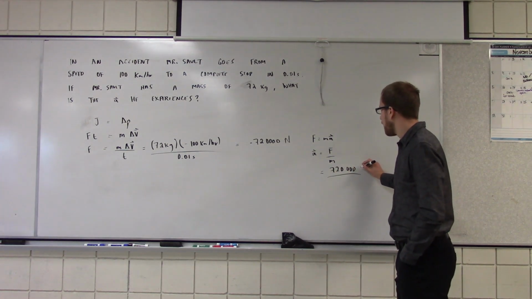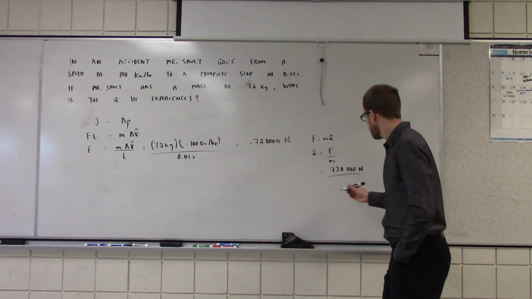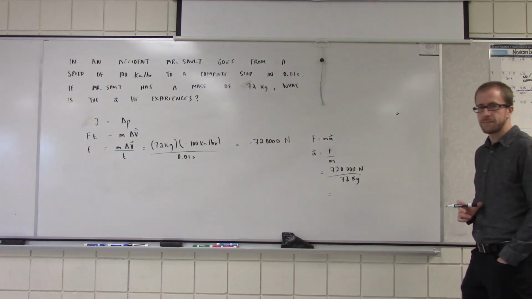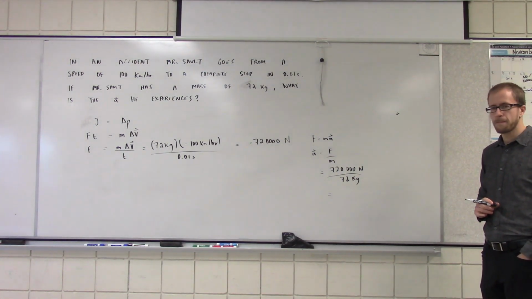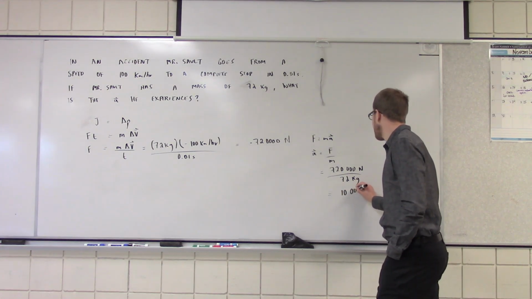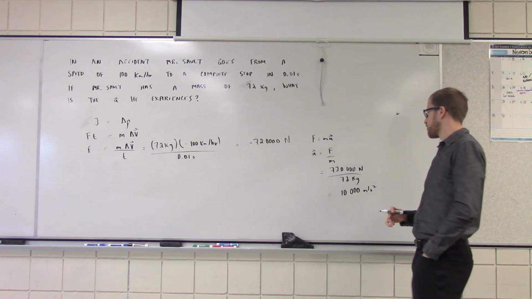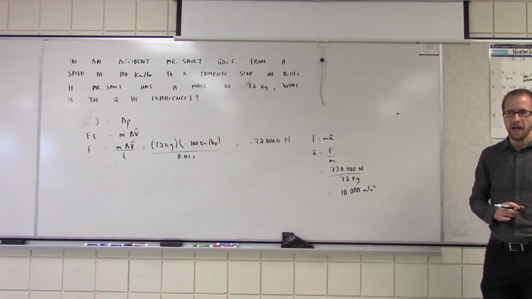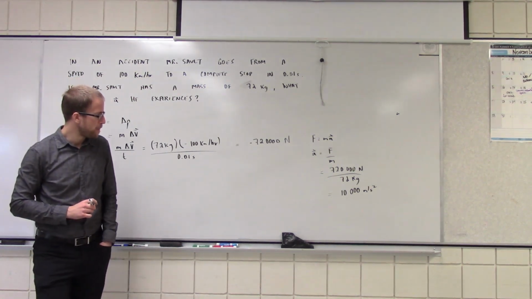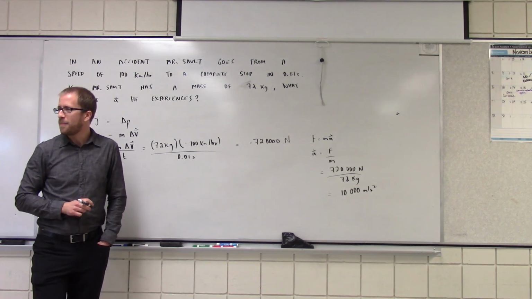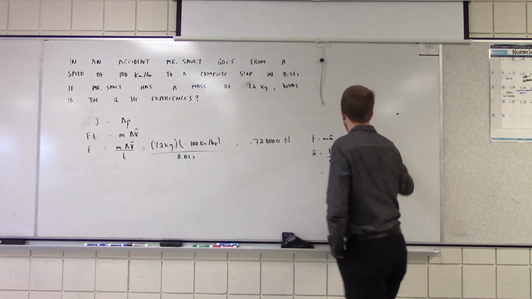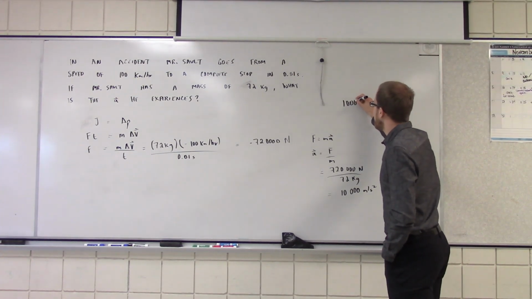720,000 newtons divided by 72 kilograms, which gives me what? 10,000 meters per second squared. How many G's is that? Well, if I divide that by 10, how many G's is that? 1,000. Right? If I divide this by 10, that is 1,000 G's.